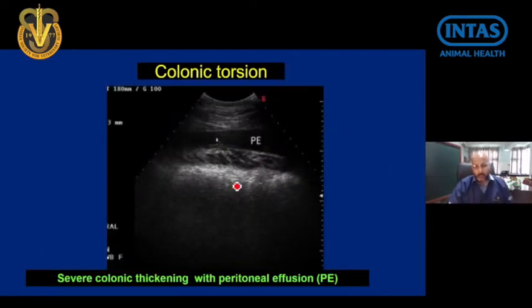Now this is a colonic torsion, and you can see the peritoneal effusion here and see the wall here. See the thickness of the wall, how much of the wall is being thickened, and you can see a lot of sequestration of fluid within the wall of the cecum.